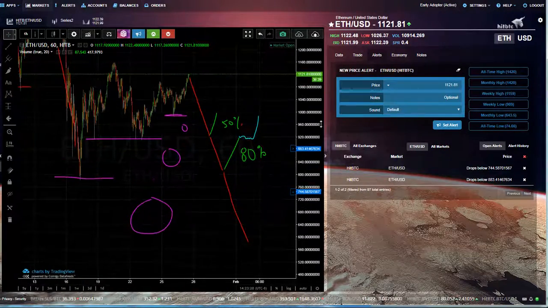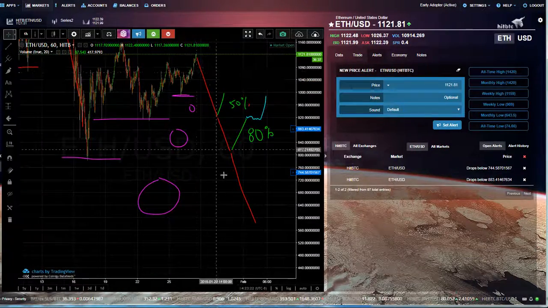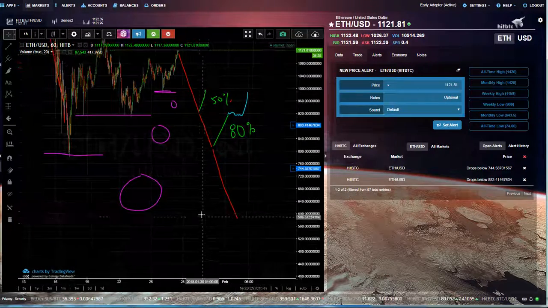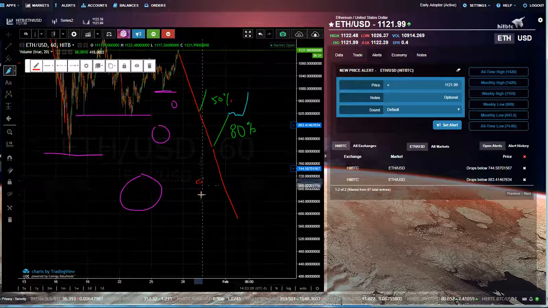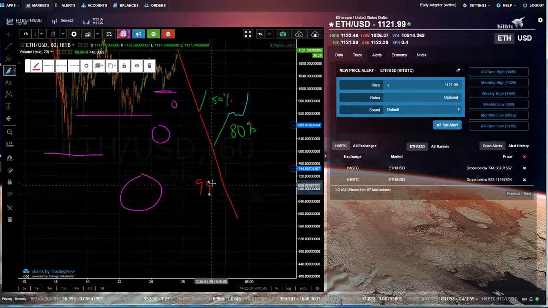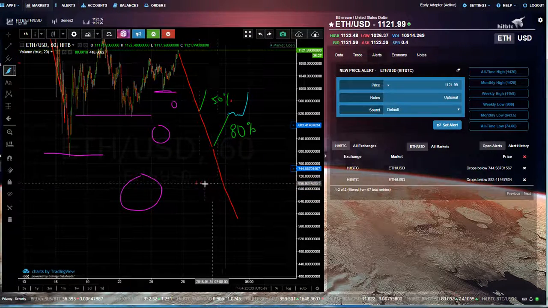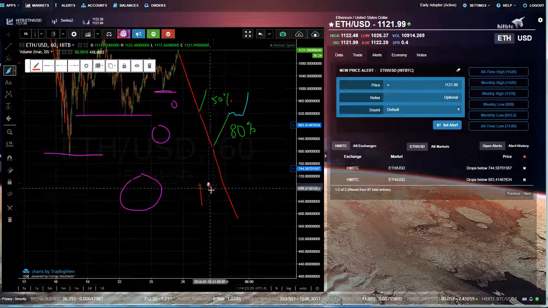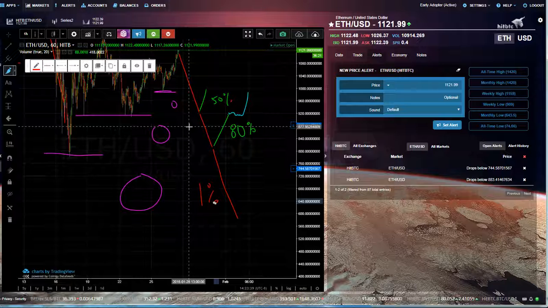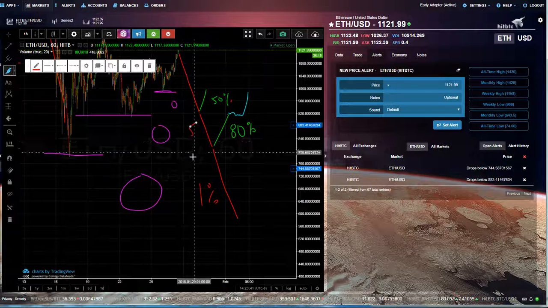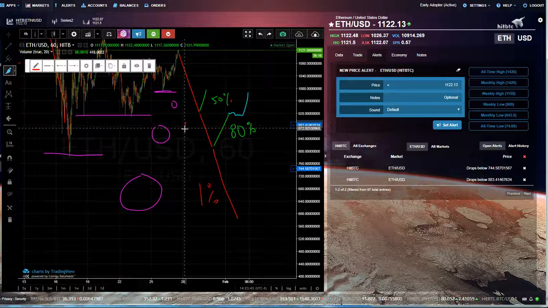So, yeah, there's a very small chance of this happening. What's the chance? This is like a 1% chance of this happening. Less than 1%. Over here, this is like a 5% chance of this happening.